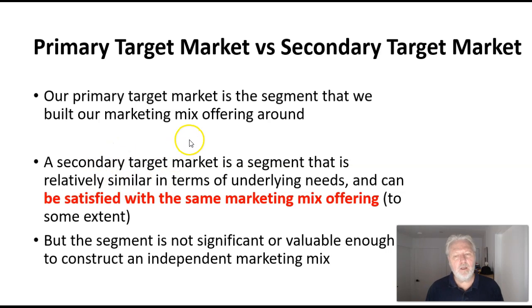A secondary target market is a segment that has some similarities to the primary target market. So it's not in the same segment, it's different, but there is an overlap. They're not completely different. There are some things they have in common. And what we've decided is that other segment is not big enough or not viable enough, or we cannot be competitive enough for that to be a dedicated target market, and we have no intentions of building a marketing mix just for that target market.